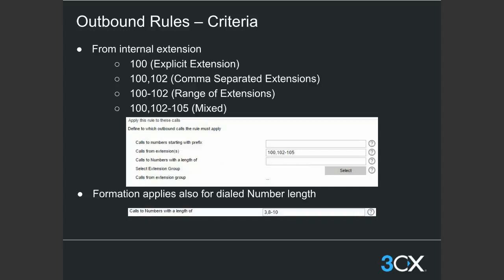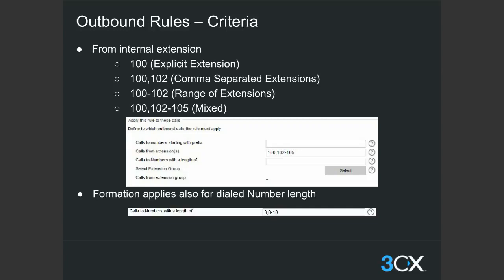For the calls from extension or extensions, you can have different criteria types. For example, you might have an explicit extension, for example, 100. You can comma separate extensions, so they are all taken into consideration, 100 and 102. Or you can have a range of extensions using the dash. 100-102 will take the three extensions from 100 to 102 into consideration. You can also mix and match using the comma and the dash in order to have a more granular outbound rule.